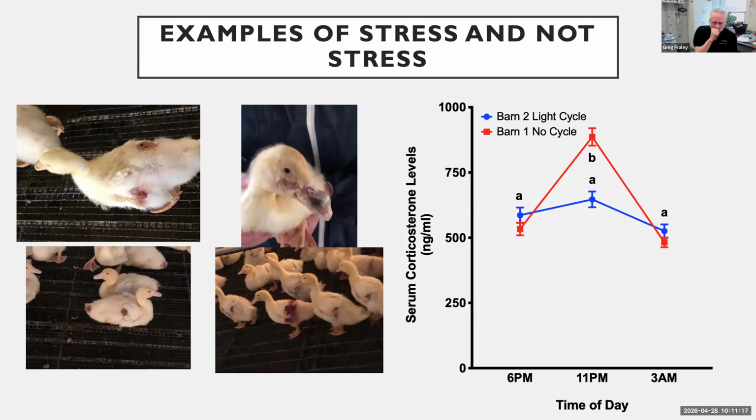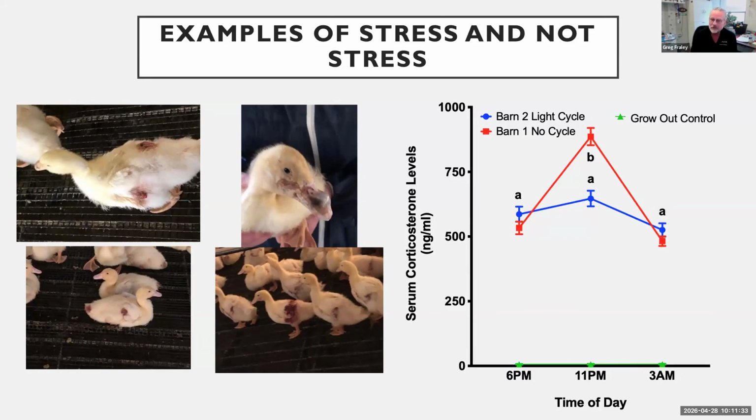But we went to another barn that was not experiencing this, and by all outward physical condition and behavioral observations, it was a perfectly happy barn of ducks, and we measured their corticosterone at the same times. This graph makes it look like it's zero here, but it's not. It's just because of the y-axis, but these are very low levels. And these were all grow-out or meat ducks.